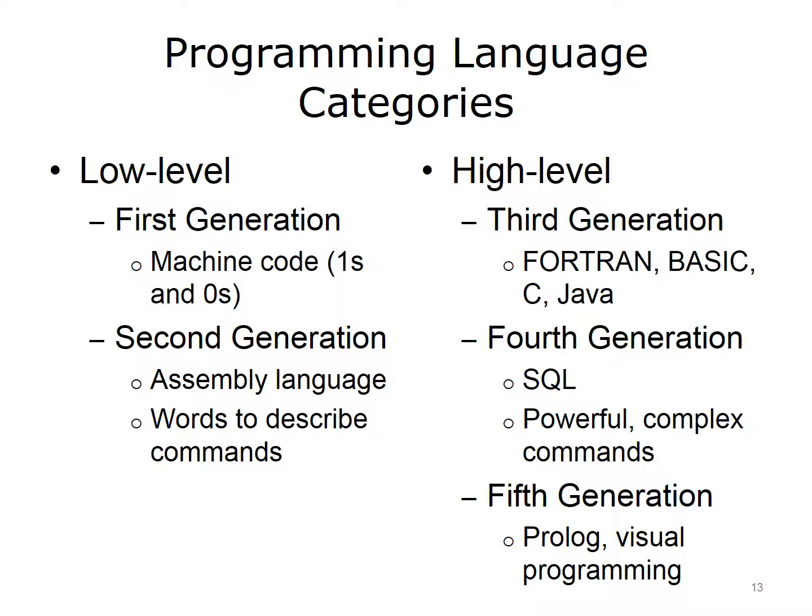3rd-generation languages added operations to the commands to make the programs more general. Now, programming languages were no longer tied to a particular computer. This 3rd generation of languages includes older languages such as Fortran, BASIC, and C, but also newer languages like Java. Fourth-generation languages use powerful, complex commands that result in fewer programming statements. Database querying languages such as Structured Query Language, or SQL, are good examples of this.